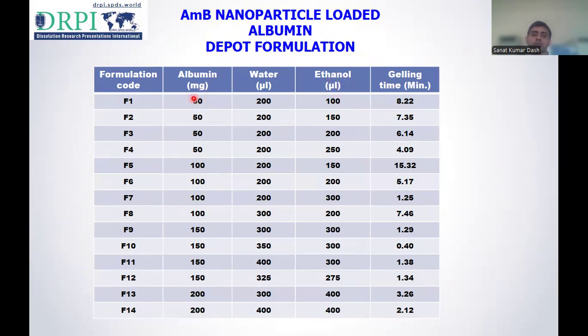Then we have developed the amphotericin B nanoparticle loaded albumin depot formulation by taking albumin, water, and ethanol as formulation components. By varying the concentration of these components, we have developed the depot formulation and have reported the gelling time. We have considered 2 minutes as optimum gelling time for the development of our depot formulation. Out of these 14 trials, F14 is our optimized formulation.